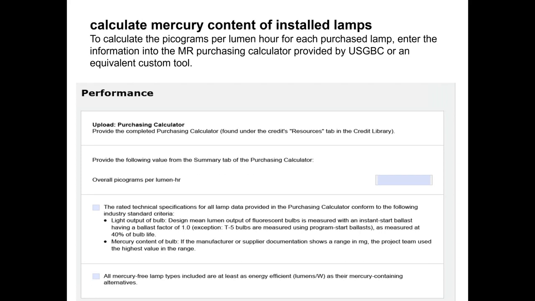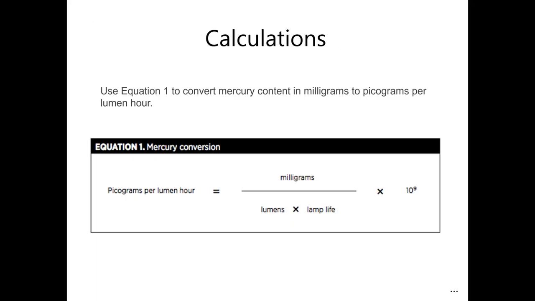This is a little screenshot of what the LEED Online documentation looks like for this particular credit. There is a purchasing calculator, a lamp purchasing calculator. And the calculations by hand, there are two equations, and these are really good to know for your exam, just in case.